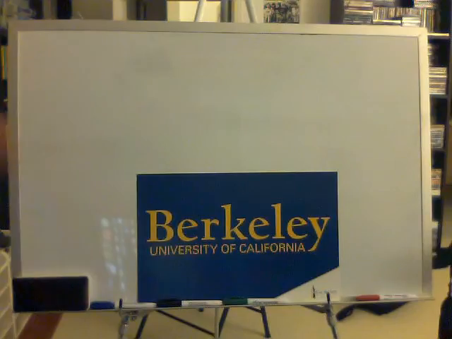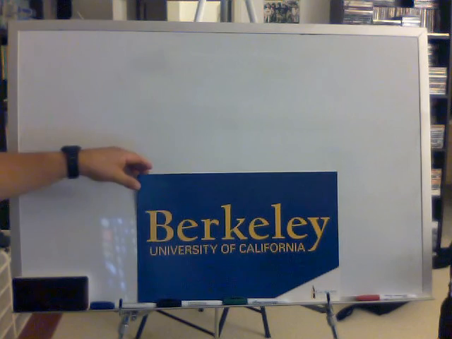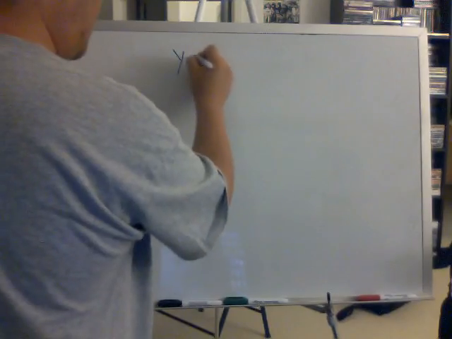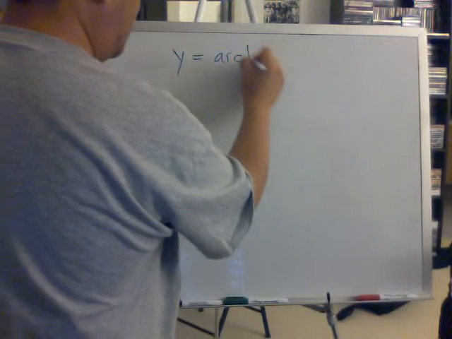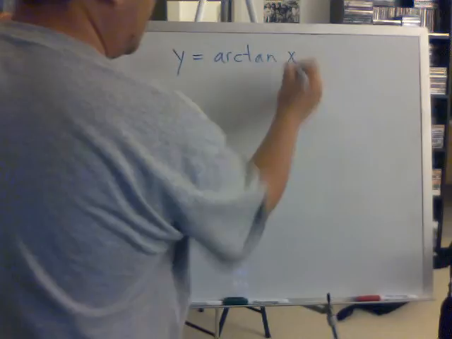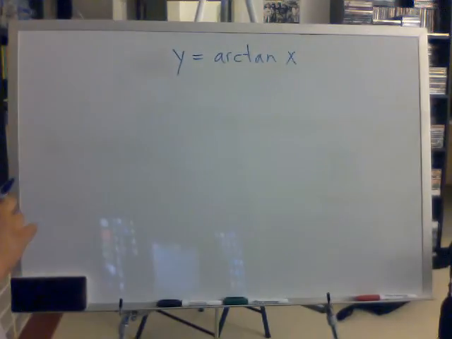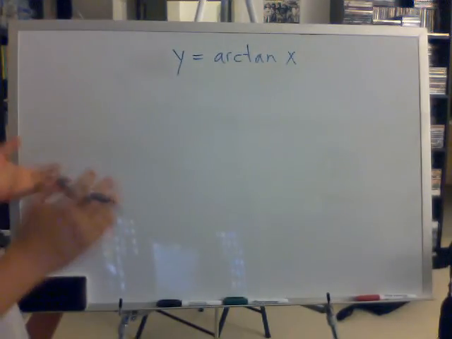I graduated from Cal Berkeley in Applied Math and Physics, and I'm going to take the derivative of arctangent of x. So let y equal arctangent of x. How do we take the derivative of arctangent of x with respect to x?